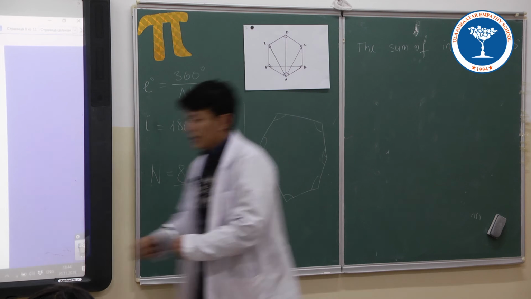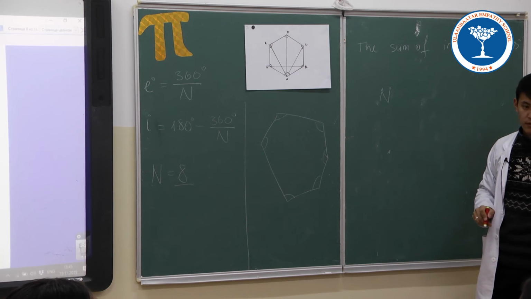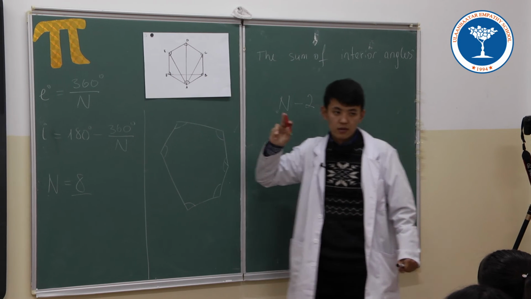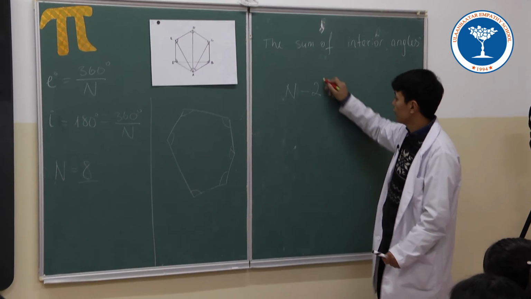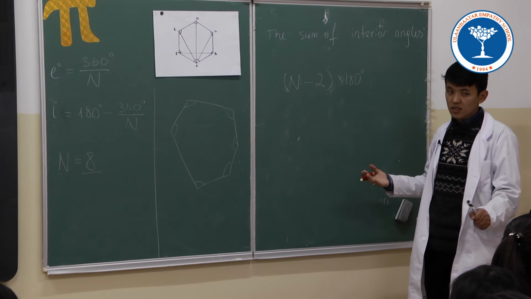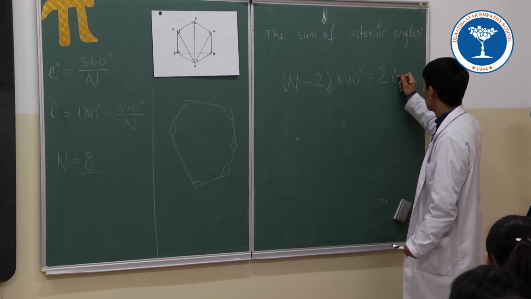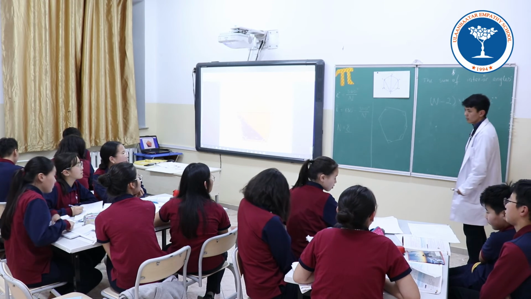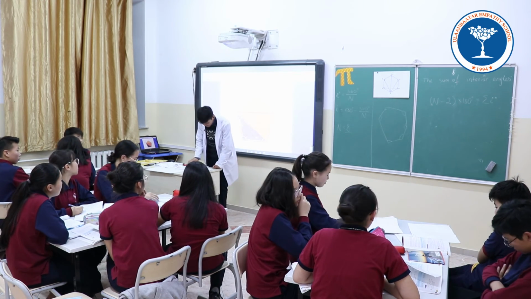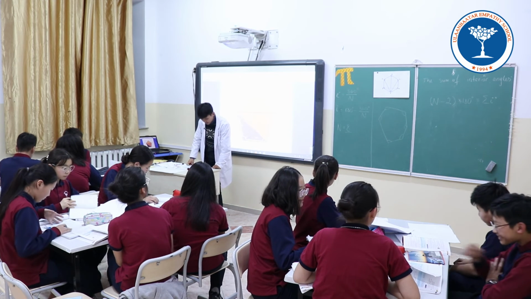So, the method is like this. If we have a number of sides, you just simply ignore these 2 points. So you subtract 2 from it, and then multiply by 180. Okay? That's it. This is the sum of interior angles. Now, we will solve one exercise, and then we will summarize the lesson.